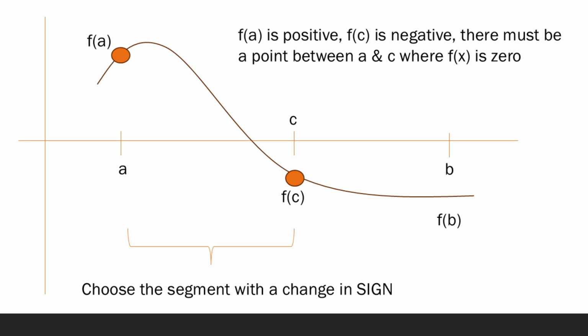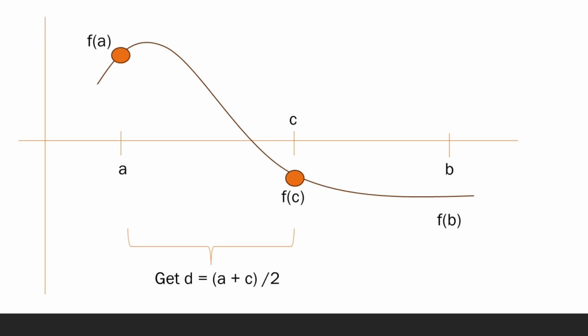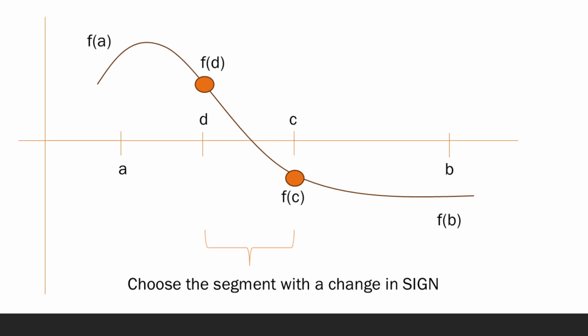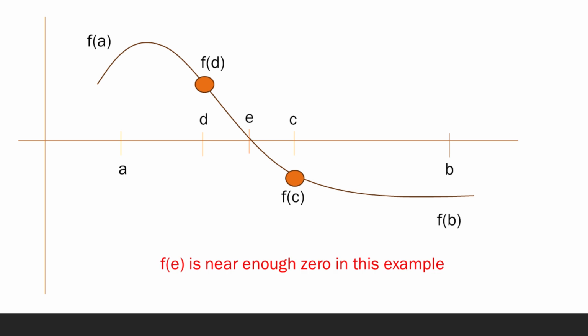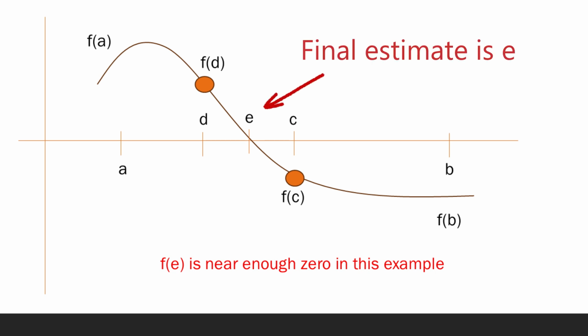So we do the bisection for those 2 points. We get D = (A + C) / 2, and then we plot f(D). And then again, we have 2 choices for segments, AD or DC. But remember, we have to choose the segment where there's a change in the sign of f(x), and that'll be between D and C. And we repeat the process over and over again until we reach a point where the new bisection is near enough to 0 that we can already stop. And here, f(E) is near enough to 0. And we're going to say, okay, it looks like the bisection method already found a 0.